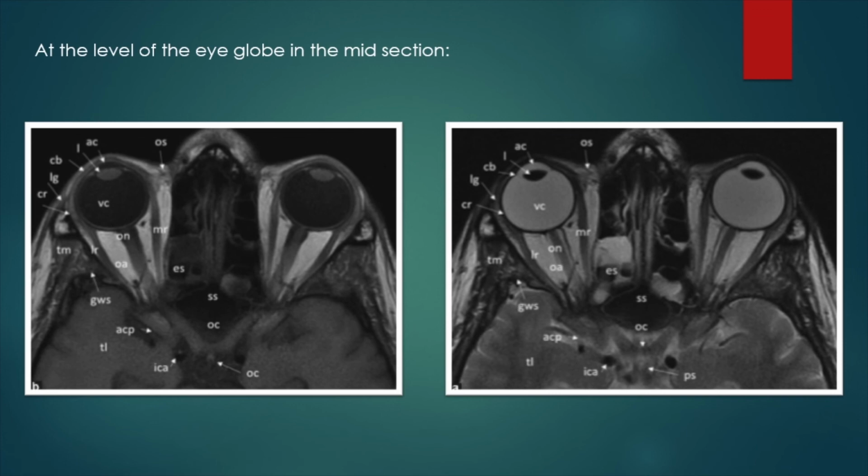This is the medial rectus. This is ophthalmic artery. This is lateral rectus. This temporalis muscle, greater wing of sphenoid. And this is the temporal lobe, this internal carotid artery. This is the optic chiasm, which we could see here.